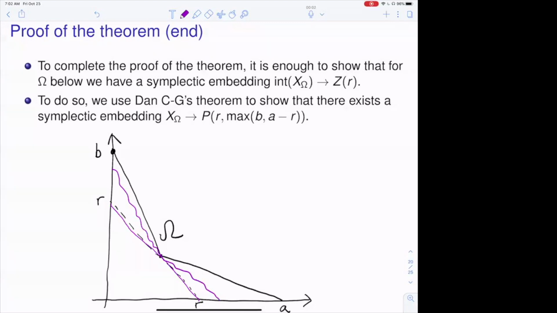So I just have to prove that if I take this concave quadrilateral, then this X omega embeds into a cylinder of size R. And that's now more or less an example where Dehaen's theorem applies. What we actually prove is that this X omega embeds into a polydisk. The polydisk, the moment map image is a rectangle. So this thing is a convex toric domain. And this is a concave toric domain.